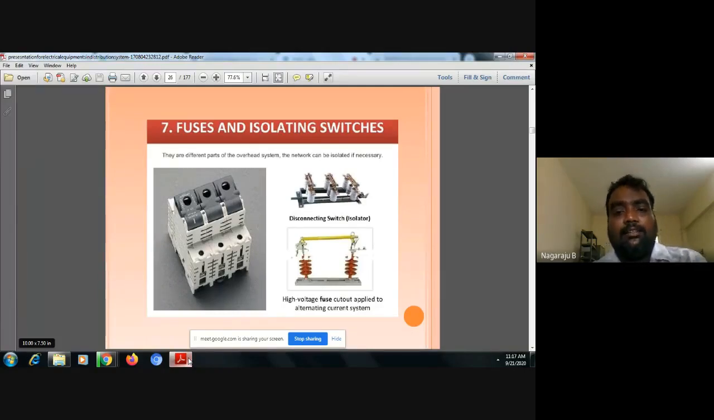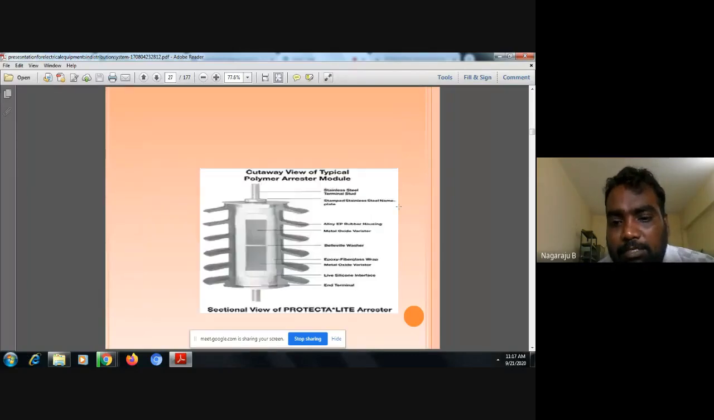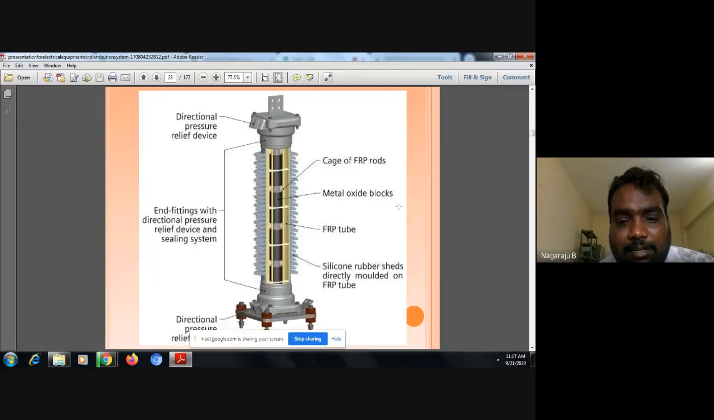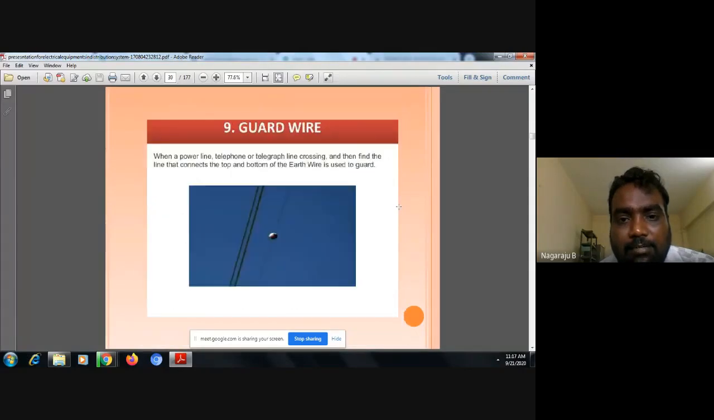And this is about the fuse, three-phase fuse, and this is about the disconnecting switch. This is about the high voltage fuse cut out applied to the alternating current system. When high voltage type of things are there, this is the particular switch. So this is lightning arresters connection.